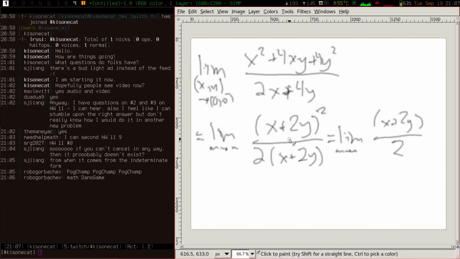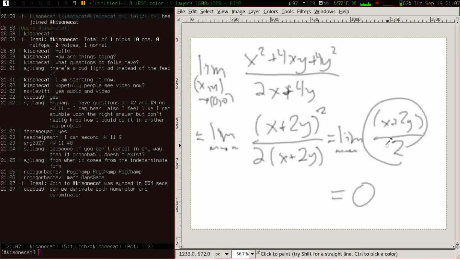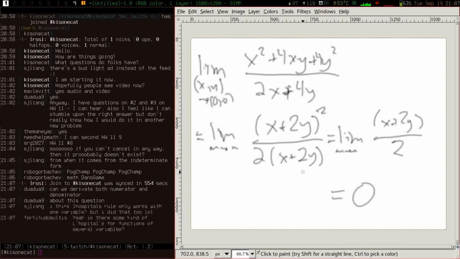If I plug in 0 for x and for y, this thing is 0 over 0, which is a meaningless quantity. And the limit is only sensitive to values that are around (0, 0), right? It doesn't matter what this thing is actually at the point (0, 0). And the fact that this thing agrees with this thing as long as, strictly speaking, x plus 2y isn't 0, that is good enough for our purposes. Okay.